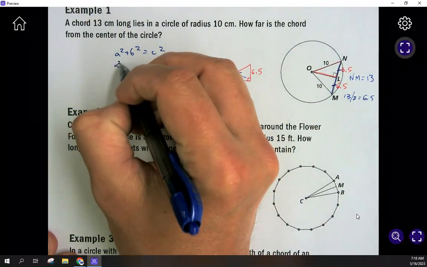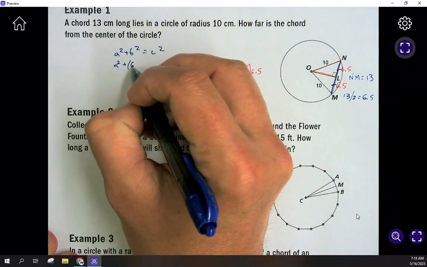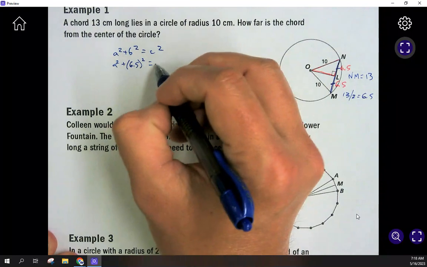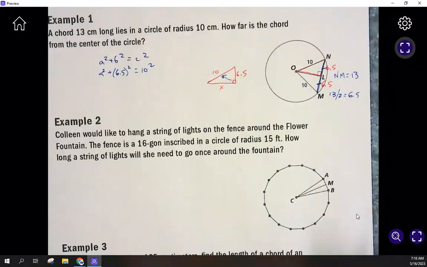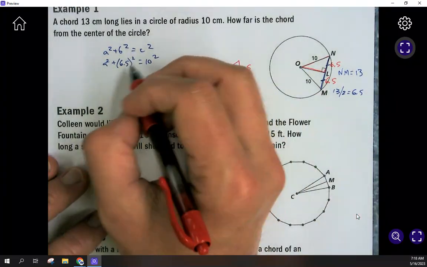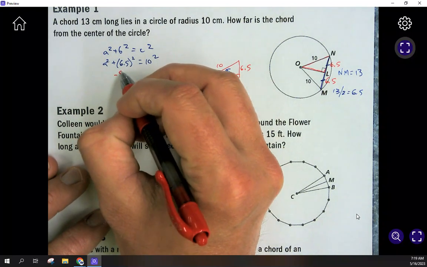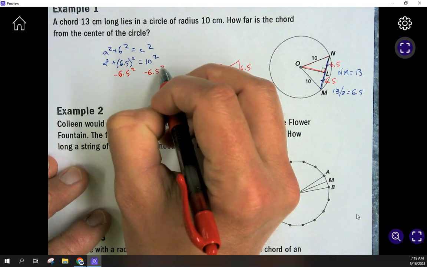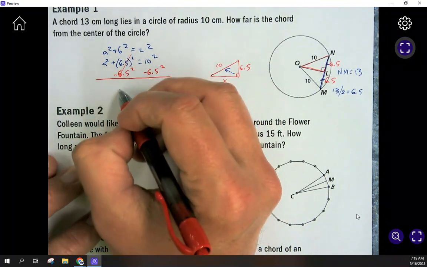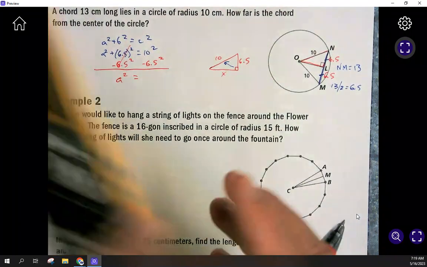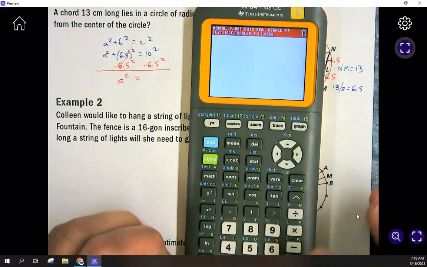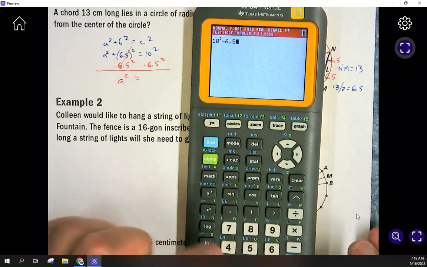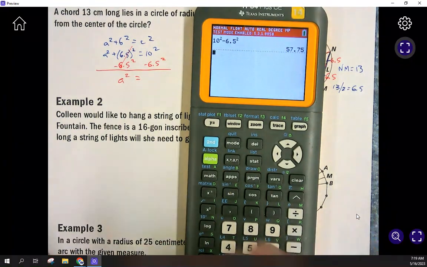So I'm going to go ahead and plug in 6.5 for b, and then I must put c as 10. And we've talked about we don't actually need to expand those anymore. We can just subtract 6.5 squared from both sides, and the calculator will handle that for us. So we're going to have a squared equals, now you can go ahead and expand them if you're more comfortable, but you can do 10 squared minus 6.5 squared, and that'll get you your answer there.